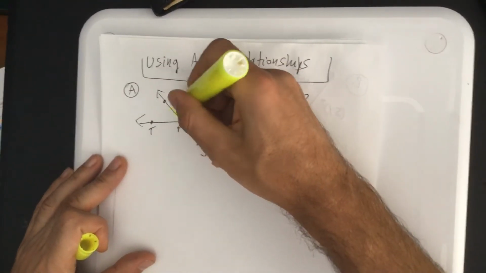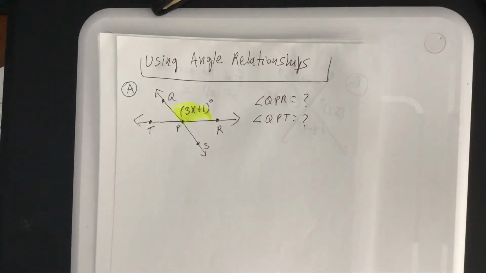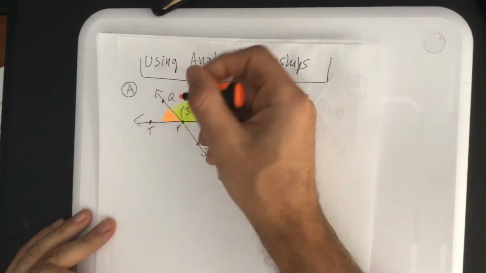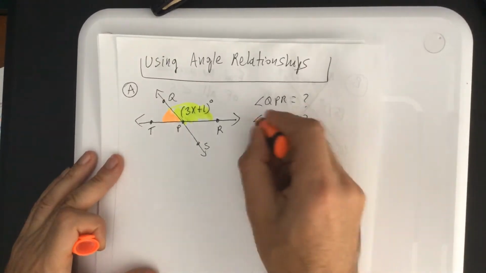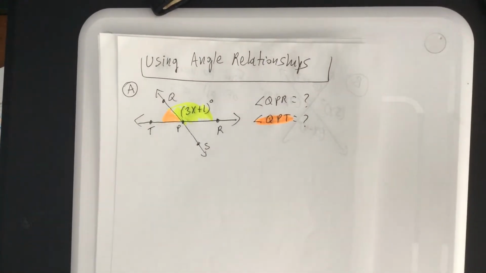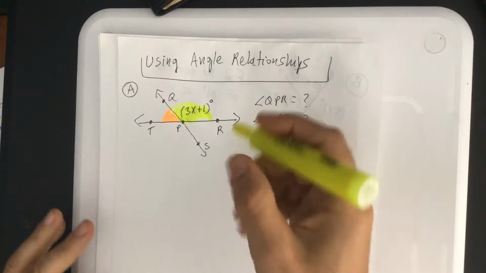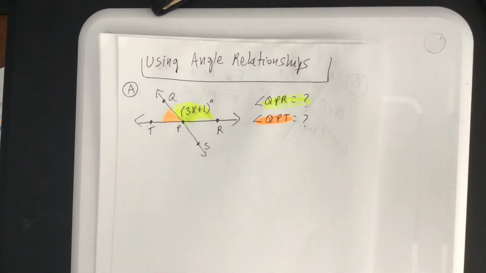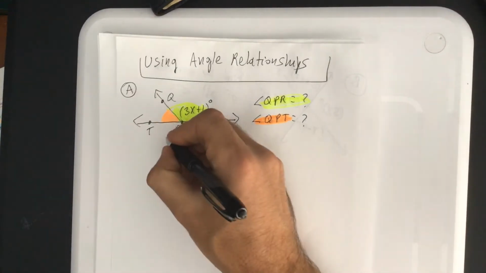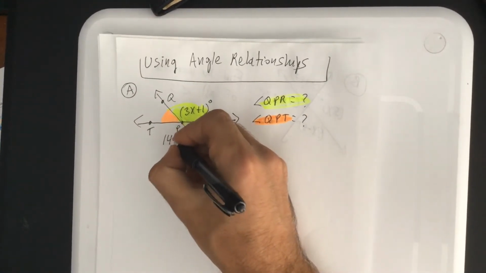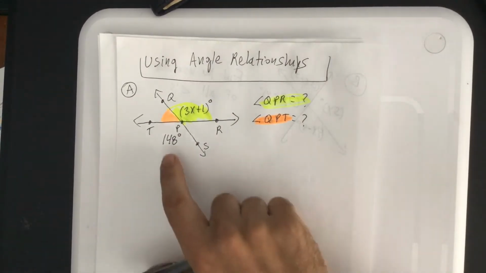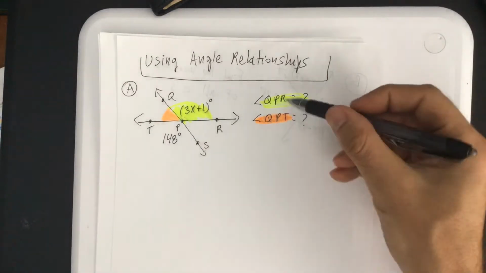So let's use yellow. And they also want to find out the measurement of angle QPT. Let's color it orange. QPT, QPR. So we have to set up an equation here, okay? And also, I forgot about it, let's say that this is 148 degrees. We know that this is 148 degrees. It's given, okay?